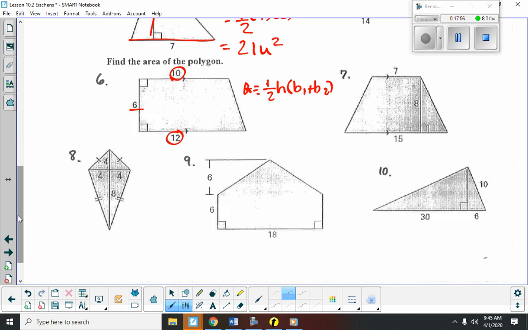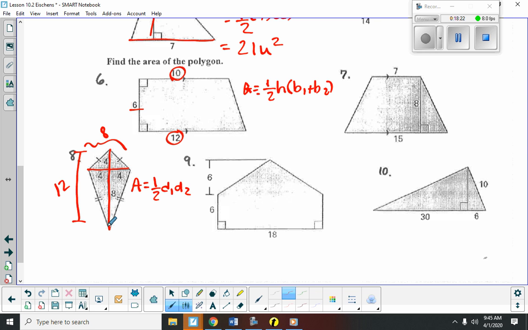In this next one, we have a kite. So that's going to be area equals 1/2 d1 d2. This diagonal would be 8. So this would be 8. And this diagonal would be 4 plus 8, it would be 12. You have to add those together. 4 plus 8 is 12.